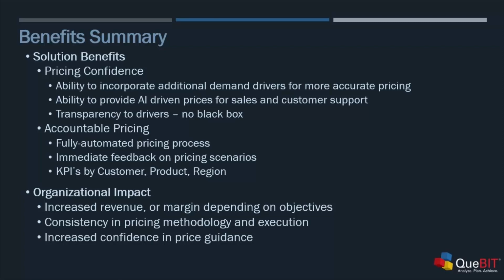You have a fully automated pricing process that really drives down process times, with immediate feedback on pricing scenarios, with KPIs by customer, product, location. And the organizational impact is what we're finding is increased revenue and margin, depending on the objectives that you set at category levels, driving consistency in pricing methodology and execution, and increased confidence in pricing guidance.